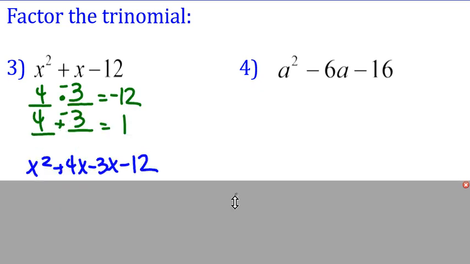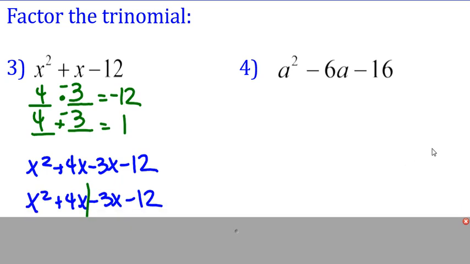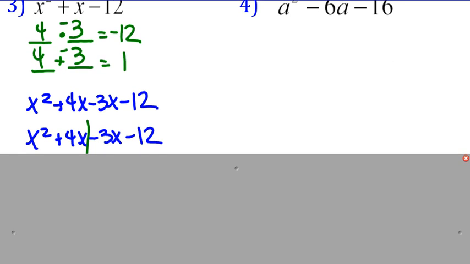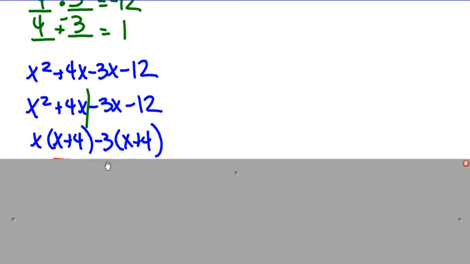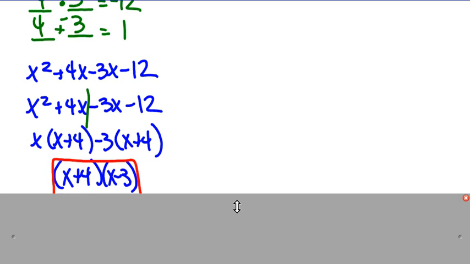So we can write our polynomial with 4 terms, think of it in pairs, and divide out what they have in common. The first pair we could divide out an x, the second pair we could divide out a negative 3. Again, we can see that both of the pairs are being multiplied by that common factor of x plus 4, so we can write it in factored form of x plus 4 times x minus 3.